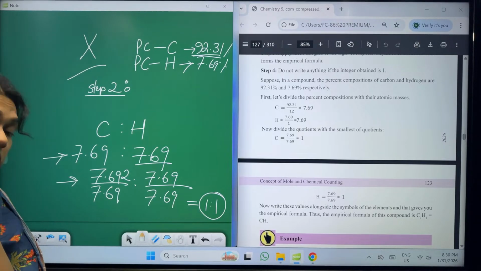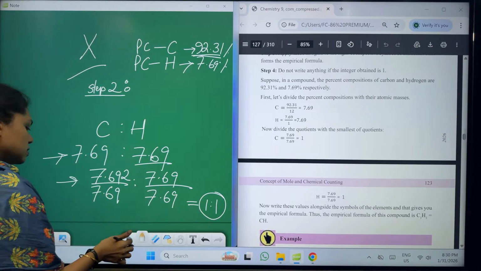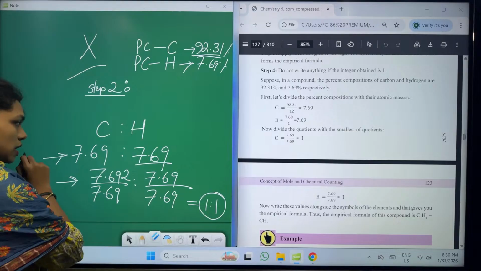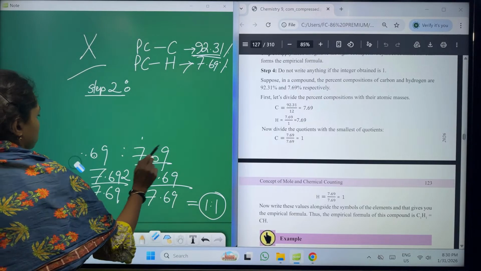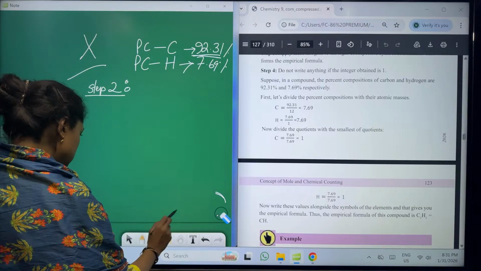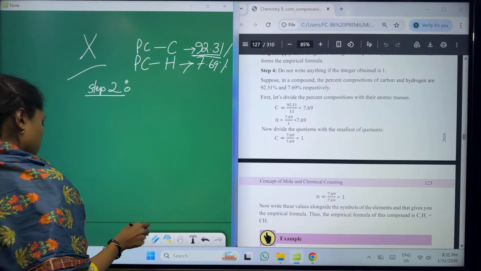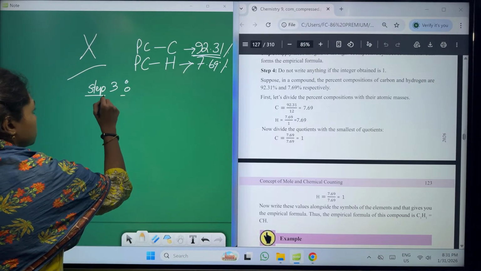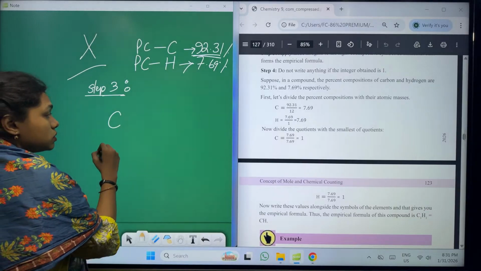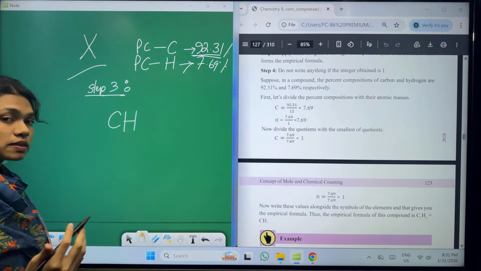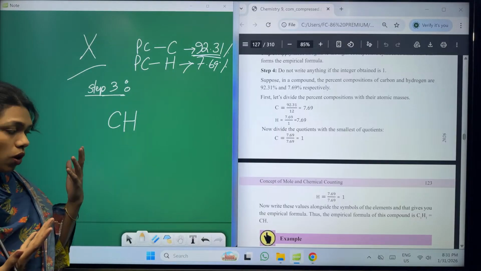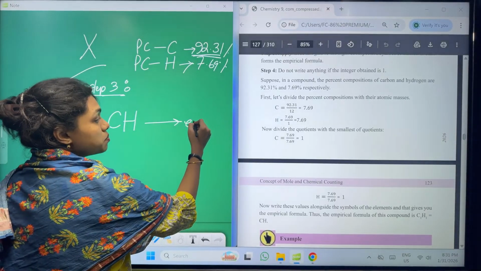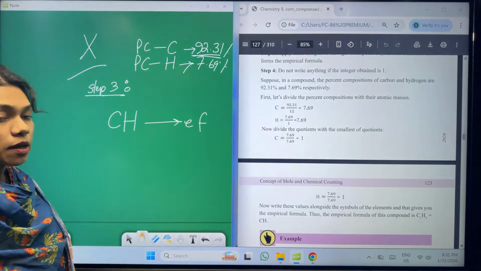Now, what does this ratio mean? In step 3, this ratio means I will take 1 carbon and 1 hydrogen. Why? Because they bind at the ratio of 1:1. So 1 carbon and 1 hydrogen, I will keep them together, and this will be my required empirical formula.